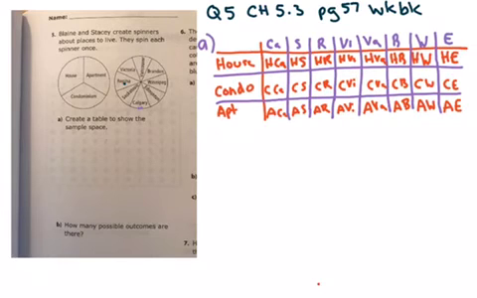Now B, how many possible outcomes are there? So really we just got to count them. We can count them 1, 2, 3, 4, or we can just do simple multiplication. We have 3 times 8, because there's 8 cities over here, and there's 3 types of housing. 3 times 8 is 24. 24 possible outcomes.